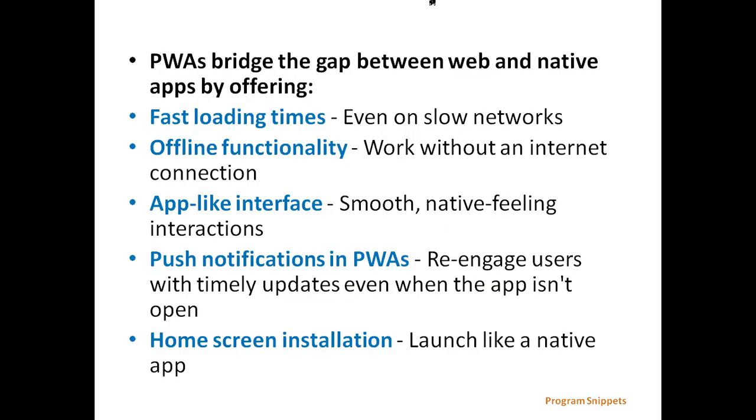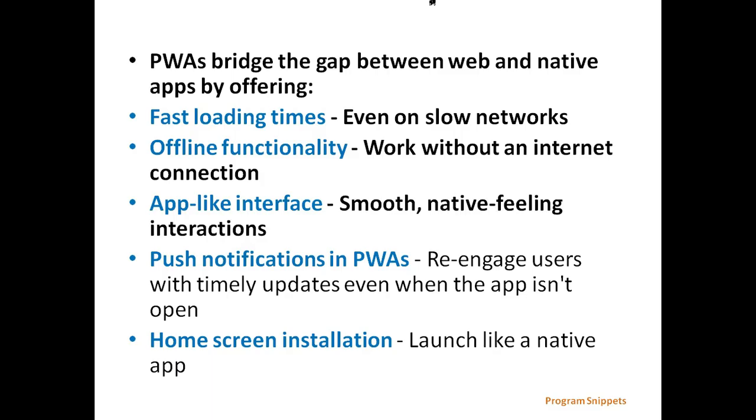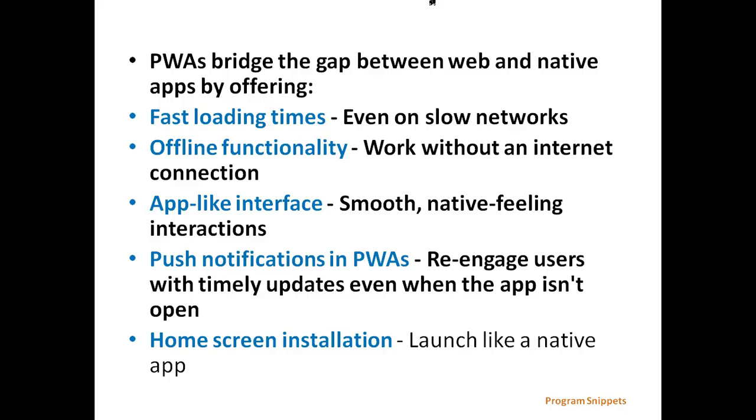Progressive web apps bridge the gap between web and native apps by offering fast loading times even on slow networks. Then offline functionality, that is, it works without an internet connection. Then app-like interface, it gives smooth native feeling interactions. Then push notifications in progressive web app. It re-engages users with timely updates even when the app isn't open. And home screen installation, it launches like a native app.